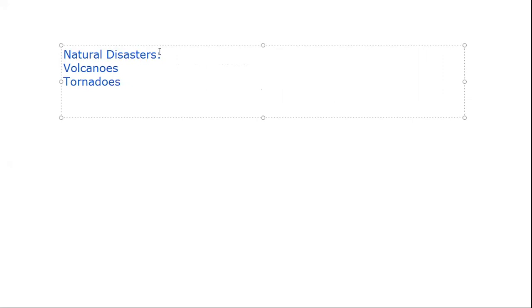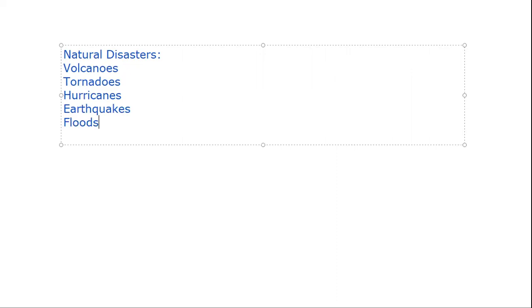Aren't volcanoes normal? They are normal. They are natural, but they are disasters. Tornadoes, volcano eruptions are natural disasters. Hurricanes. Earthquakes, yes. Floods. Great. Then, what else? Something that has been on the increase. Forest fires. Thank you. Wildfire. Yes, forest fires. You can call them wildfires.